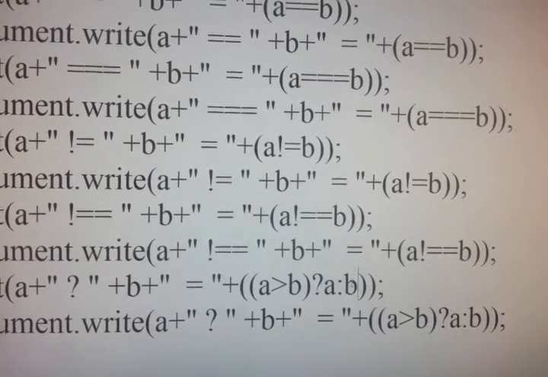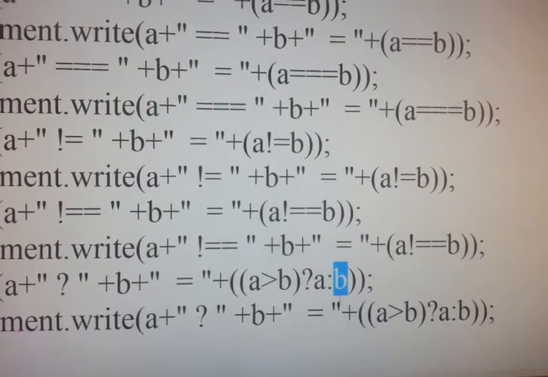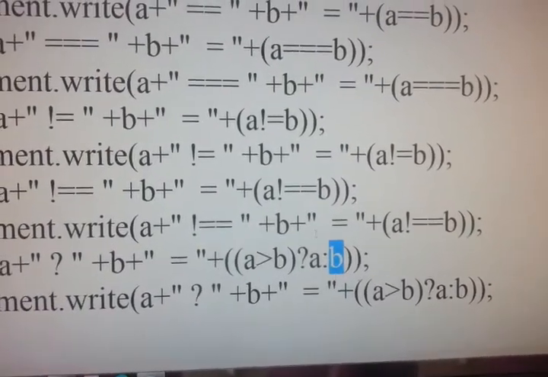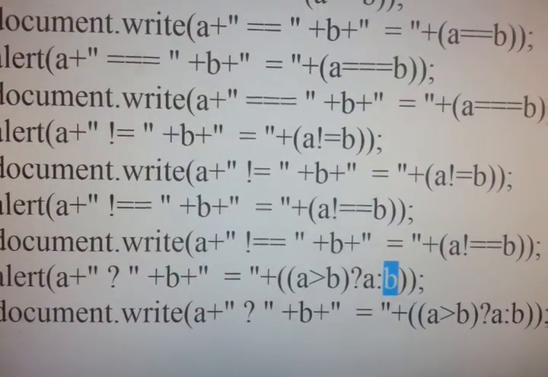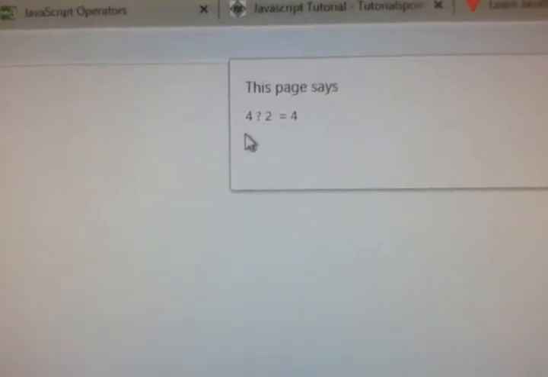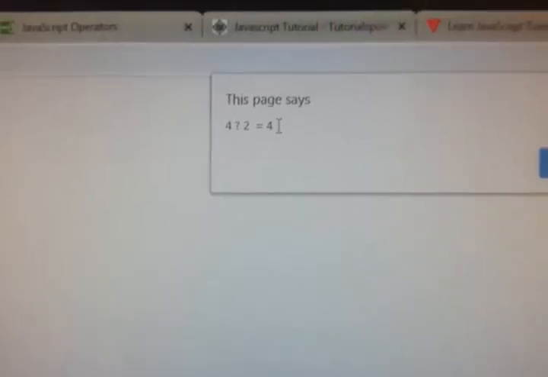and a is printed. If it is false, b is printed. It means b value is printed. So in our case, what happened? I have used a greater than b, so 4 is greater than 2, it is true. True means 4 is printed, so I got 4.